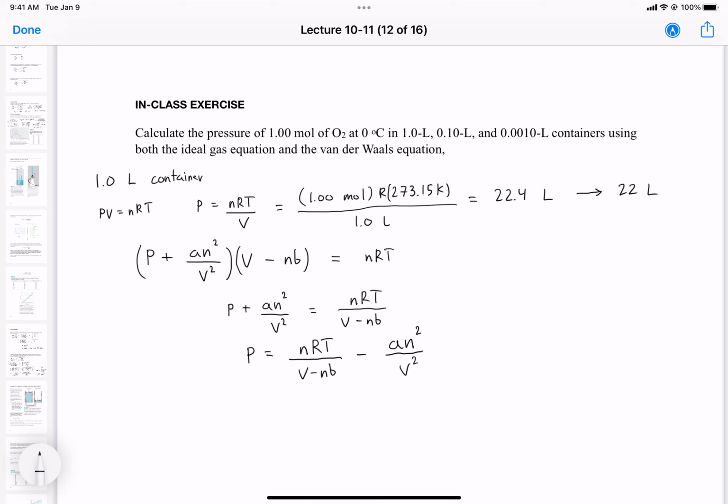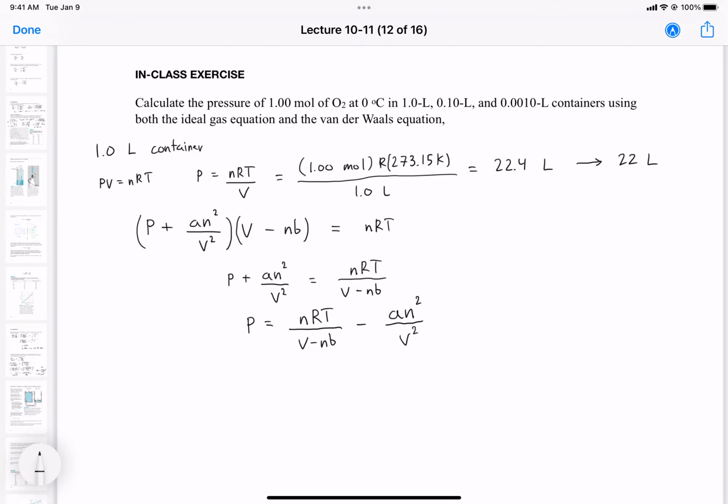Okay, so it looks pretty complicated. But if we just plug in everything, it'll be okay. All right, so now we say P equals, so n is 1 still, so 1.00, R, 273.15, and then we divide this by the volume here, 1.0 liters minus 1.00 times b.